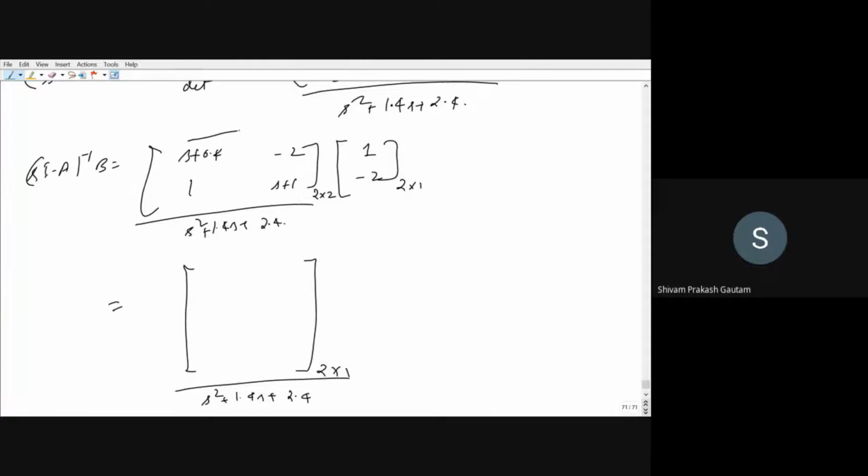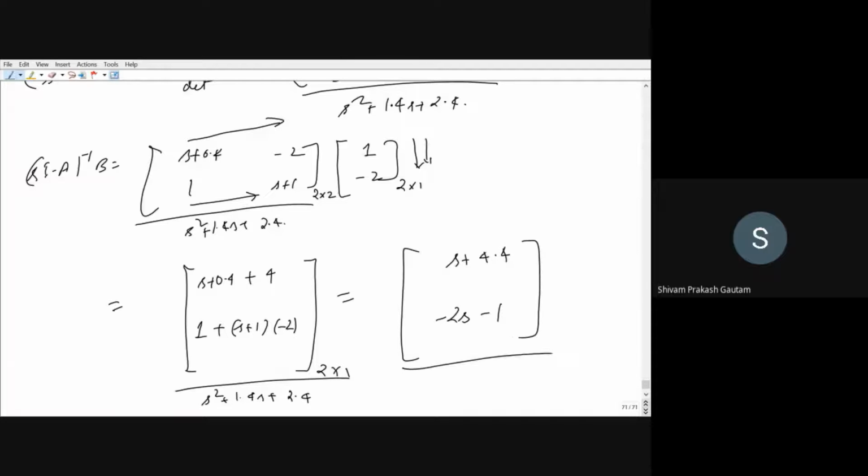First we will multiply this row by this column. So s plus 0.4 into s plus 0.4, hmm, sorry, s plus 0.4 into 1, plus minus 2 into minus 2 is equal to plus 4. And second row multiplied by this column again: 1 into 1 is 1, plus s plus 1 into minus 2. If you solve this, it will be s plus 4.4. Just let me know if I make any mistake. So s plus 4.4, and this will be equal to minus 2s minus 1, whole divided by s square plus 1.4s plus 2.4.